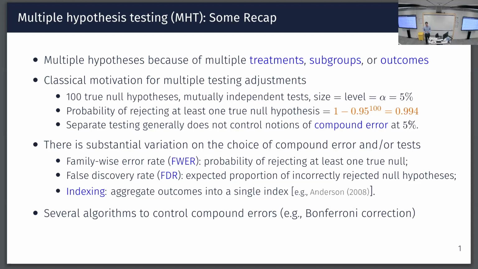Another approach that people use in practice is indexing. What this means is that I'm going to take the many outcomes that I have and collapse them into a single measure, and now I solve the problem of multiple hypothesis testing because I only test one hypothesis on a single outcome, which is this index.